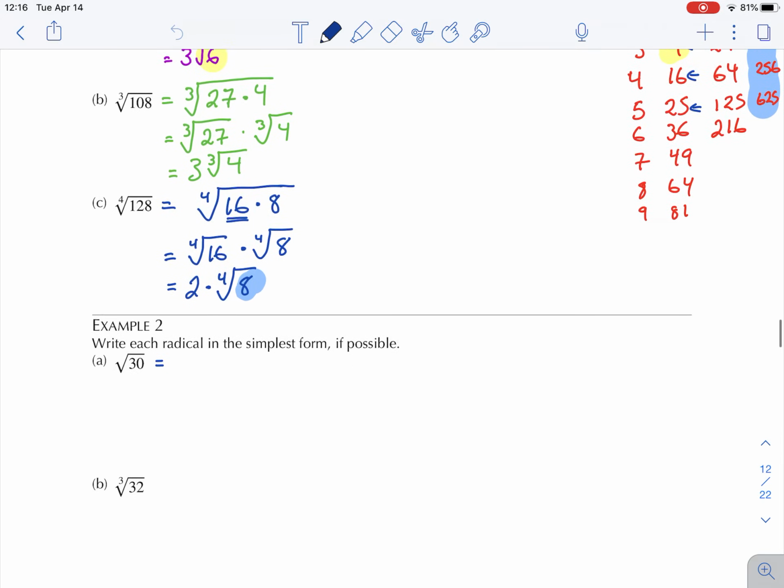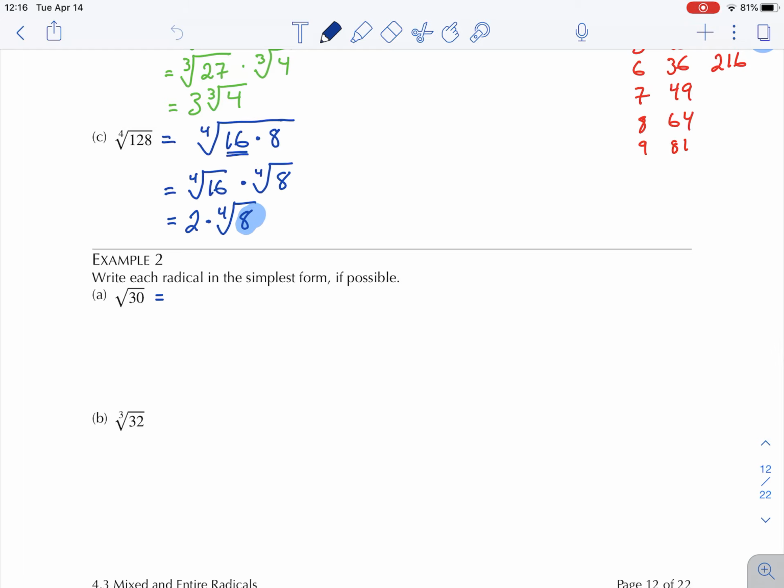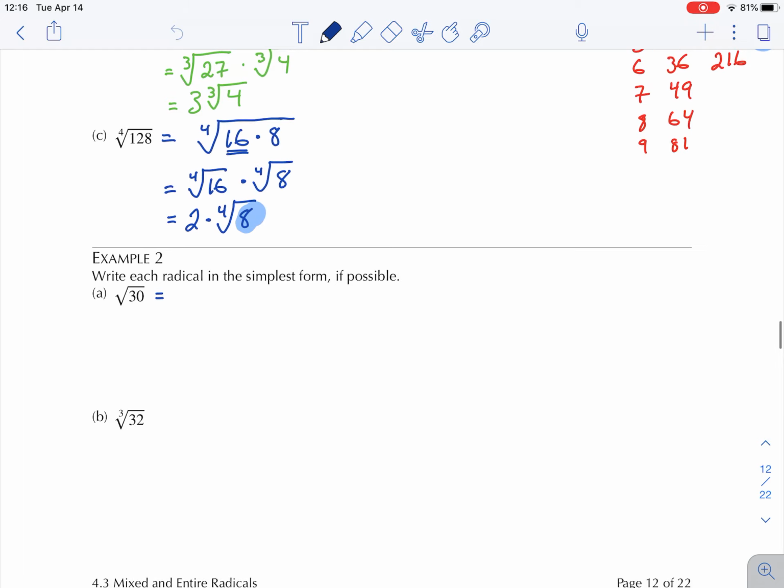And 30 cannot be divided by any perfect square, so the square root of 30 is as simple as it comes. This is simplest form.